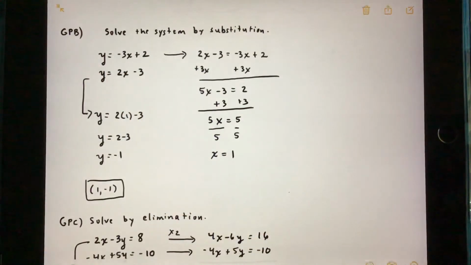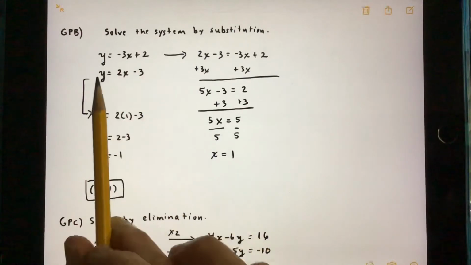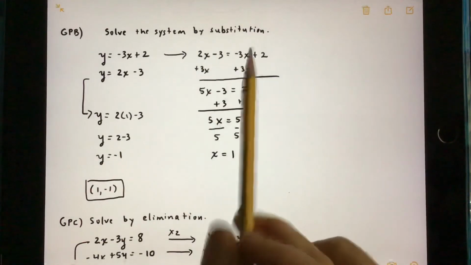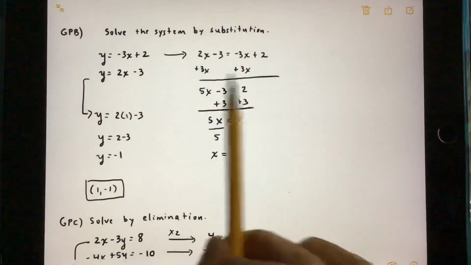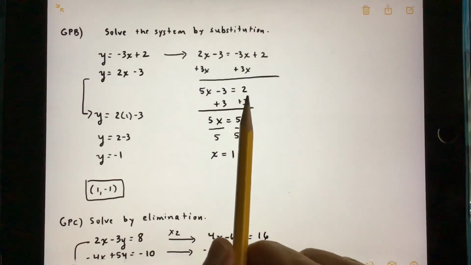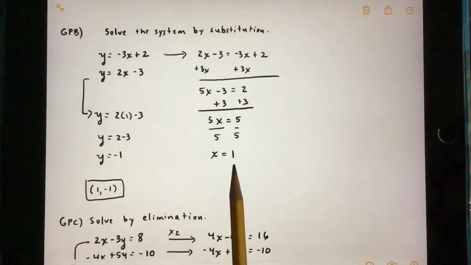Now I could have equally correctly used the second equation to put negative 3x plus 2 in for this y. And all that would have happened is that these two sides would be reversed. Other than that, it would be the same. All right, let's solve for x. Now that I have it down to one variable, add 3x to both sides, get 5x minus 3 equals 2. Add 3 to both sides and get 5x equals 5. Divide both sides by 5, and I find that x is 1.